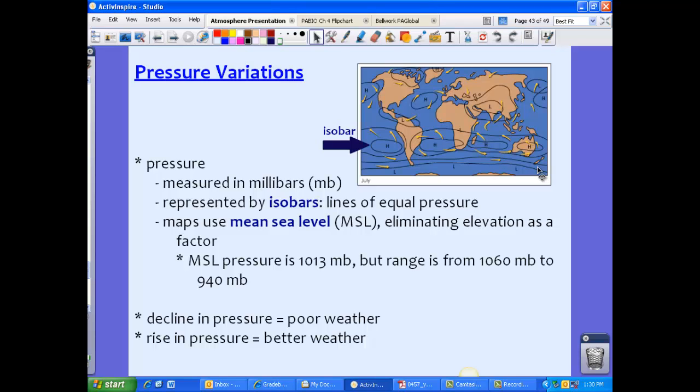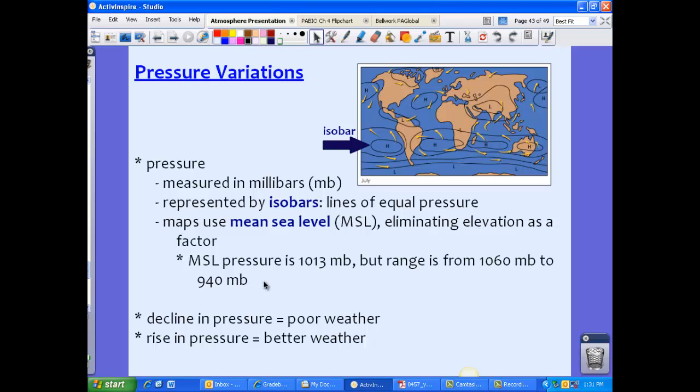Now maps use mean sea level, also abbreviated as MSL. And this eliminates the elevation factor in the pressure, because pressure will actually decrease as you go up in elevation, but we use mean sea level. So we're eliminating that elevation factor when we talk about pressure.